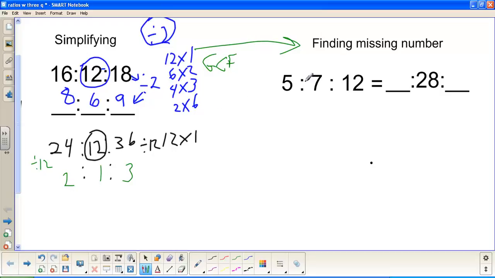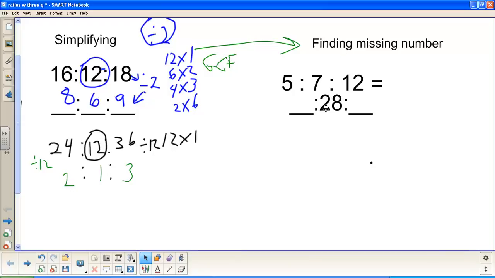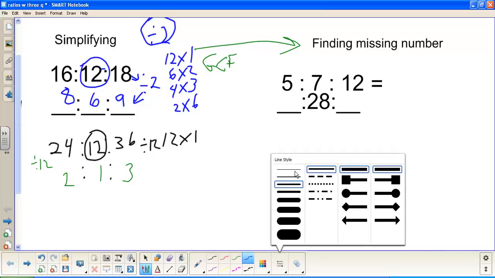Now, in order to do this, we have a ratio 5 to 7 to 12 equals blank to 28 to blank. So the first thing we absolutely have to do is take this unknown and write it right underneath what we do know. You have to make sure you line up those colons. If you don't line up the colons, it's going to get really messed up. So we lined them up, which is great.